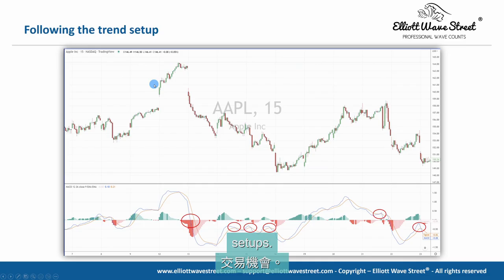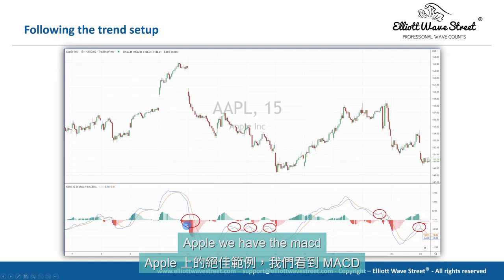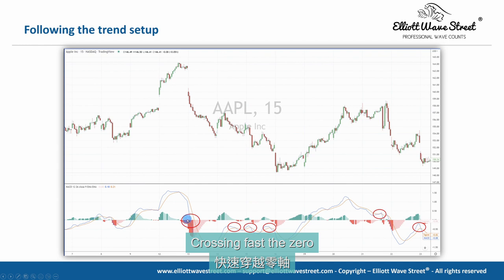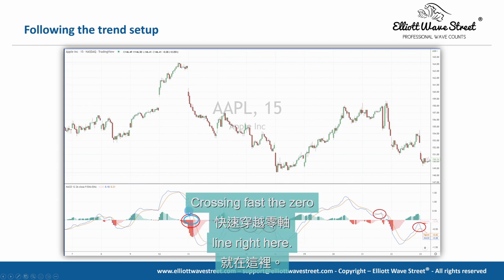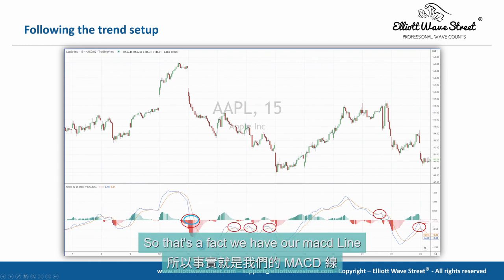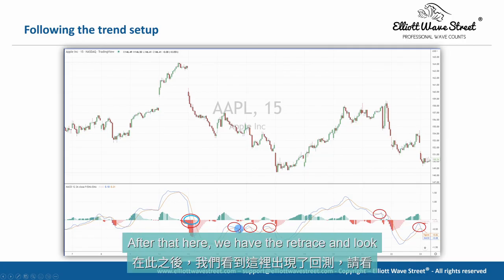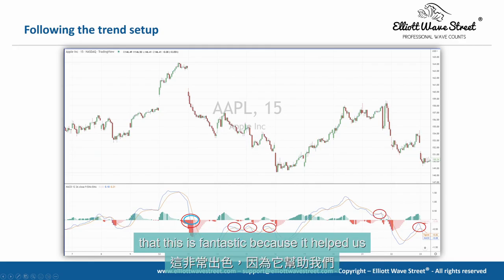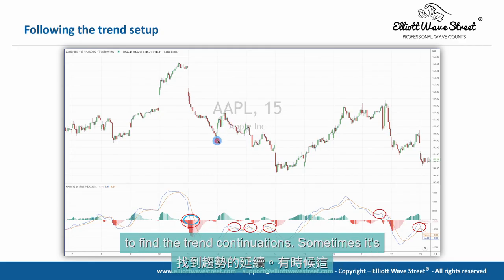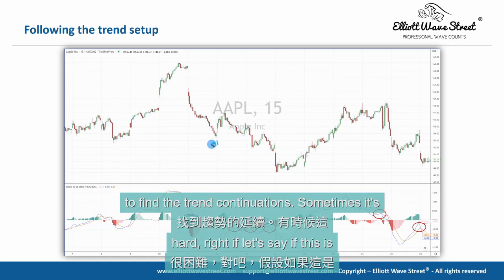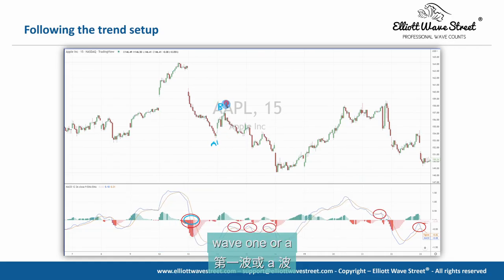So this is another example. Look at this beautiful example on Apple. We have the MACD line strongly crossing fast the 0 line right here. So that's a fact. We have our MACD line crossing down strongly. After that, here we have the retrace, and look, this is fantastic because it helps us to find the trend continuations. Sometimes it's hard, right? If let's say this is wave 1 or A, and this is B or 2, it's hard to tell where that thing is over.